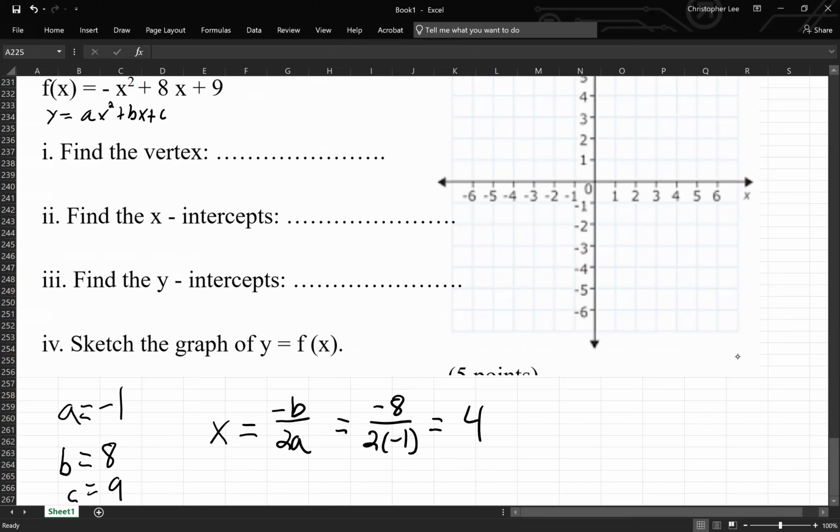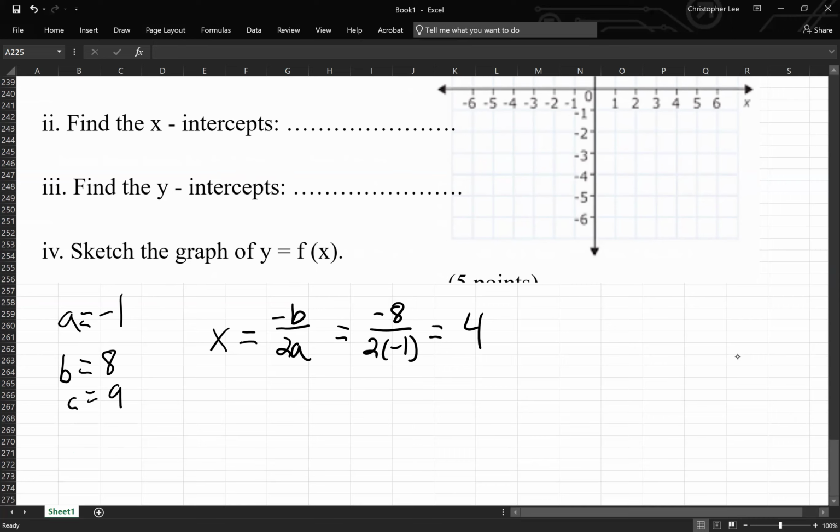Okay. All right. So that's not my vertex, though. It's not my vertex. If anything, remember, vertex is a point, right? So what did I find? I just found the x coordinate of the point. Now I have to find the y coordinate, right? So to find the y coordinate, very simply, just plug it in.